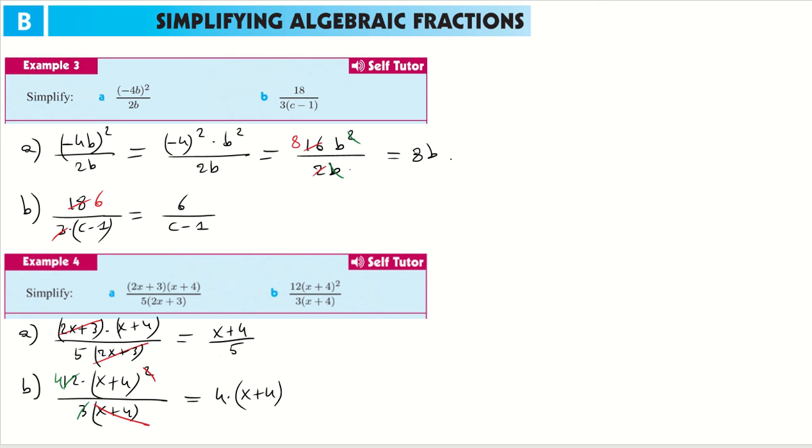Okay. Example 5. So far, we didn't have to factorize the numerator or the denominator. It was already factorized, like in this case. But now we are going to do examples where we have to factorize the numerator or the denominator or both of them. Let's do example 5.